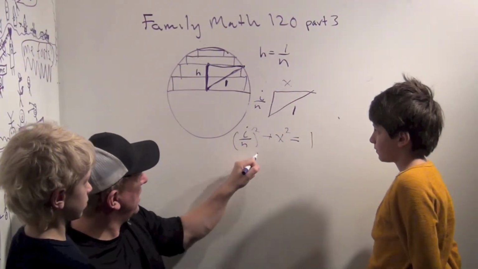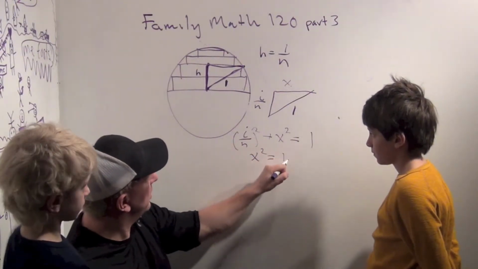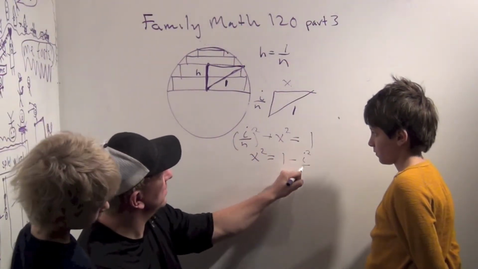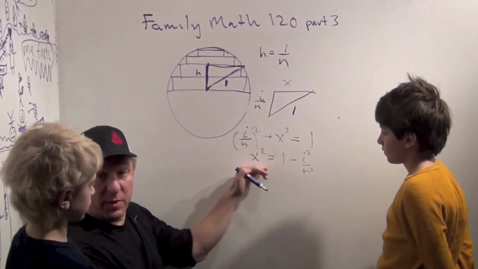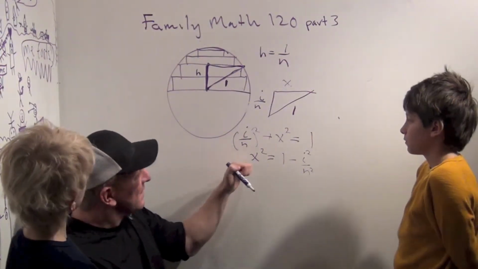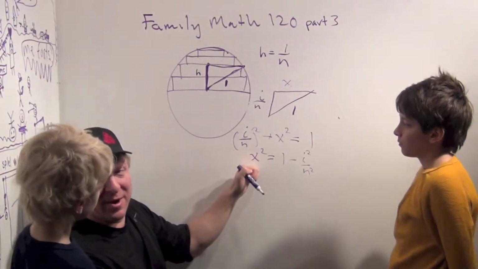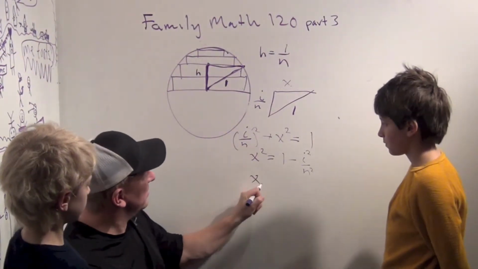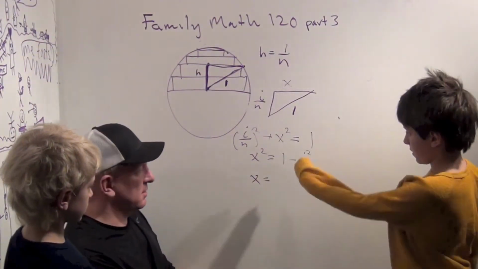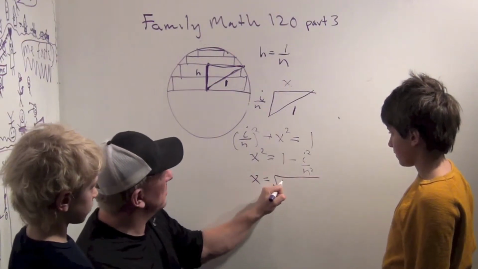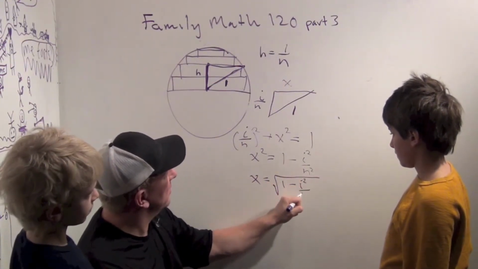So x squared equals 1 minus i squared over n squared, which is the same formula we had before. Except the problem is we don't need x squared here. We need x. So what is x? x is just the square root of this: 1 minus i squared over n squared.